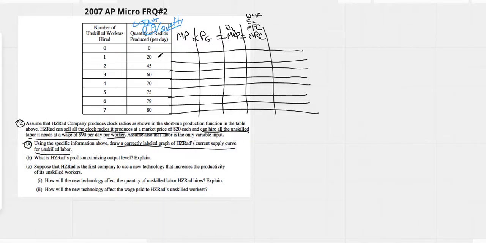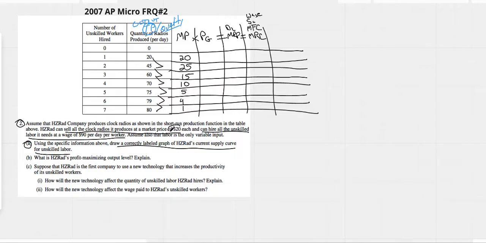Let's do the chart first. We can see that with the first worker, they produced 20 units. The second worker, we went from 20 to 45, that's 25. 45 to 60, that's 15. 60 to 70, that's 10. 70 to 75, that's 5. 75 to 79, 4. 79 to 80 is 1.